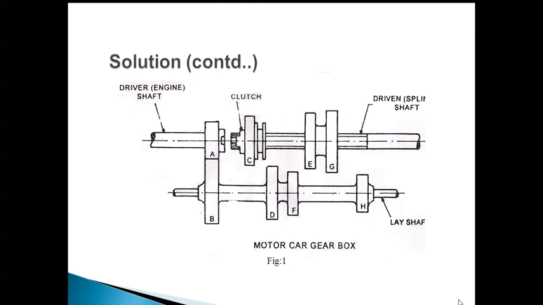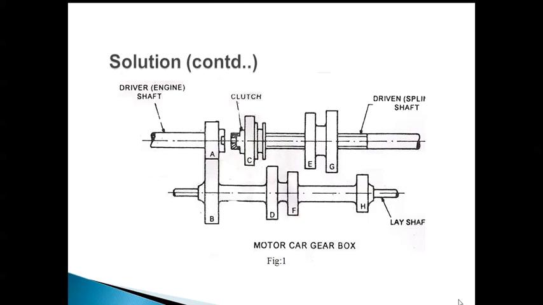So here what happens is, when the power is transmitted from A to B, for the first gear, the gear G will be in contact with H. So power is transmitted from H to G. Where power is transmitted from A to B, the lay shaft will rotate, so from that H will also rotate. To get the first gear, G slides over the spline shaft and contacts H.